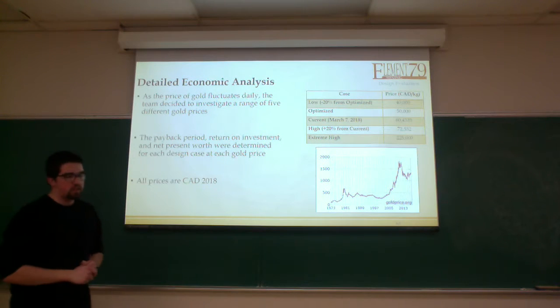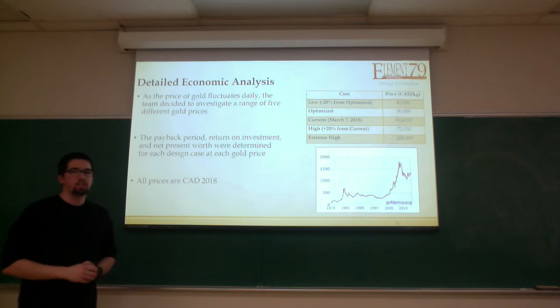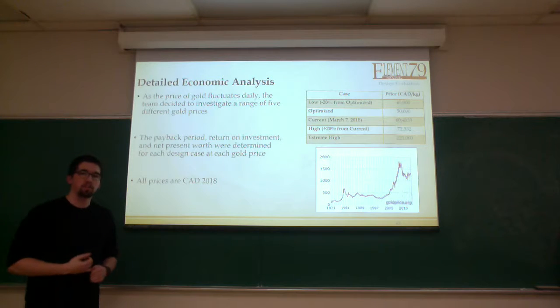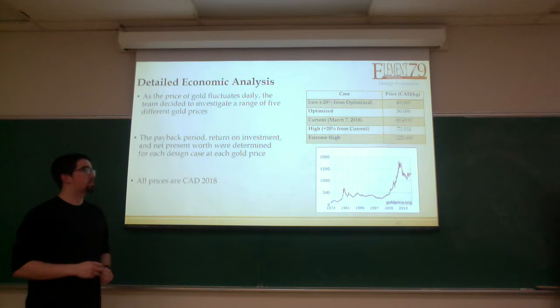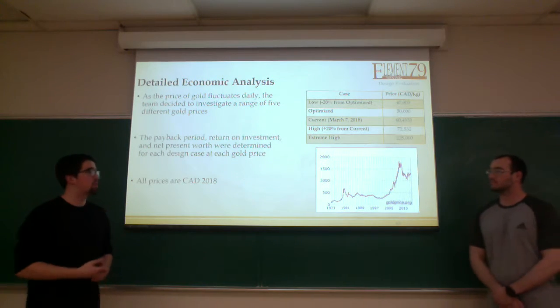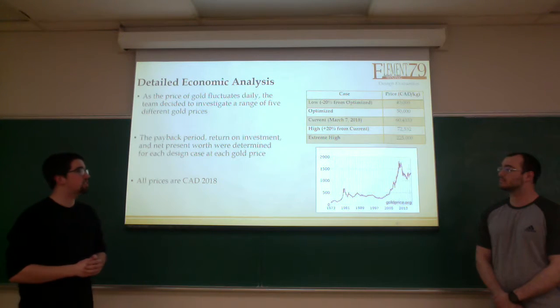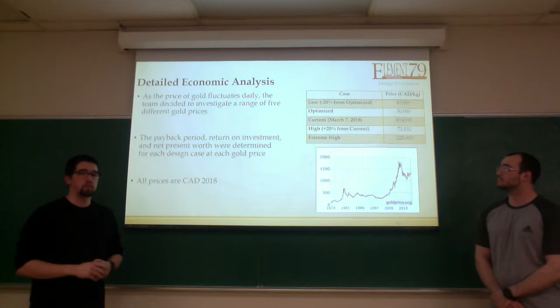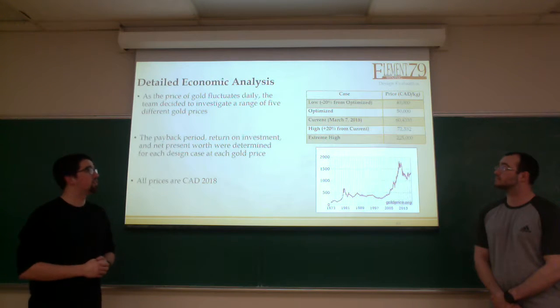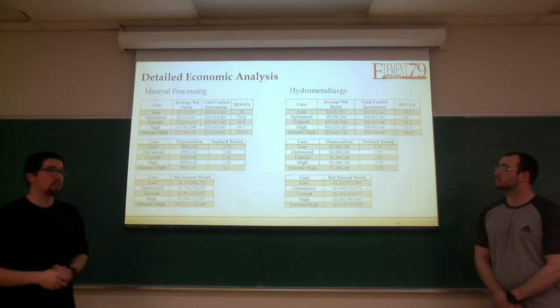As the gold price fluctuates daily, the team decided to do 5 different cases for a gold price. One being low, which is 20% less than the optimized price. An optimized price, which is the price of gold we use for the optimization. A current price of gold, which was taken on March 7th of 2018. A high case, which is 20% more than the current, and an extreme high as well. And all the prices are in Canadian.